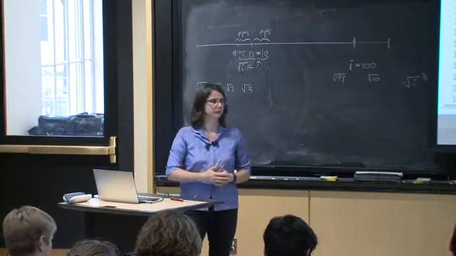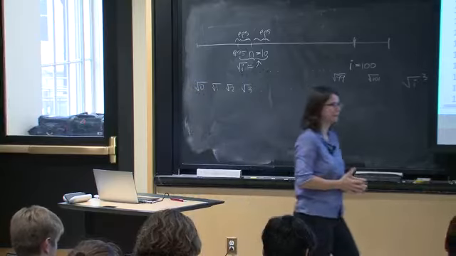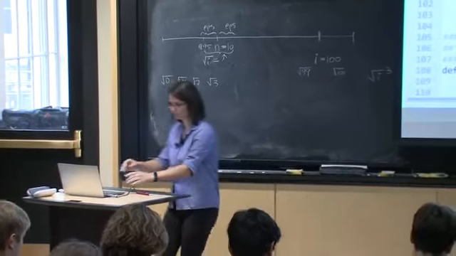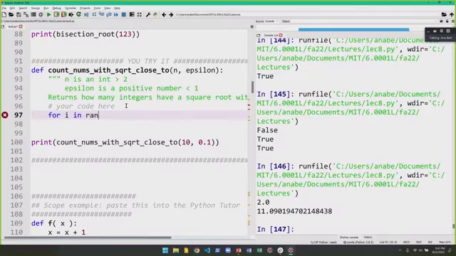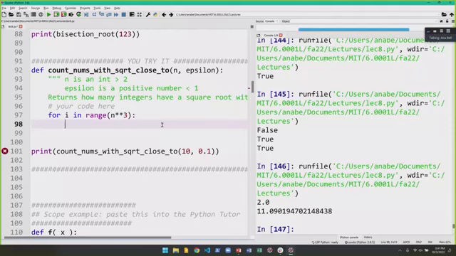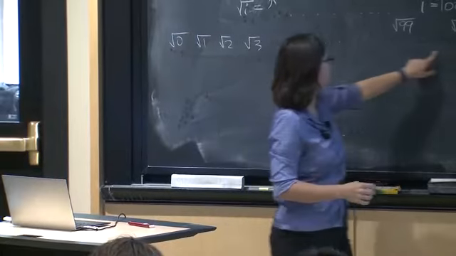For i in range n cubed, yeah, we can do that. All right, so this will give me numbers 0 through n cubed. Perfect, so I've generated basically this sequence now.